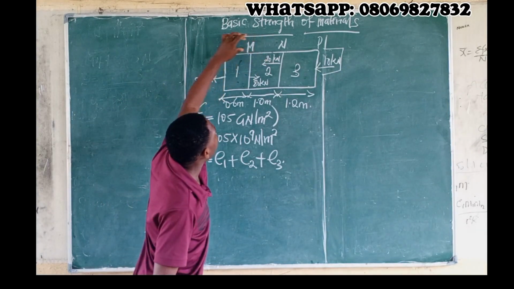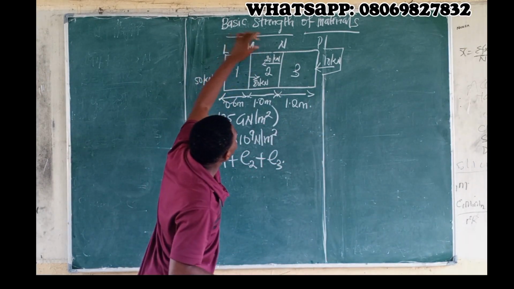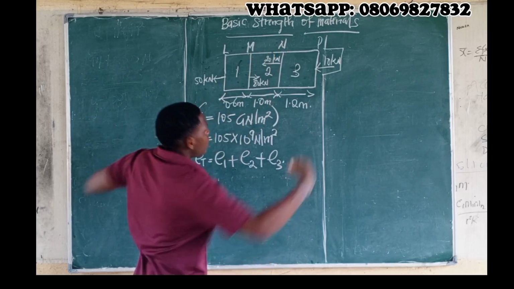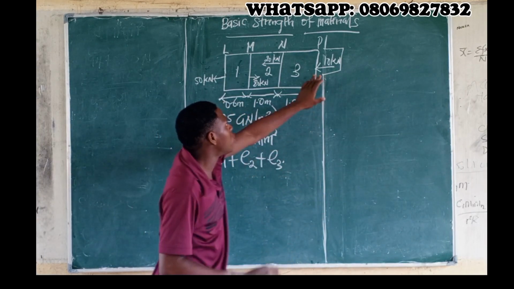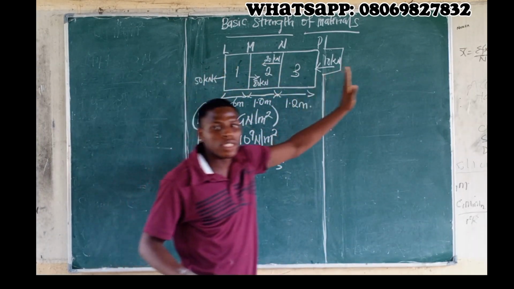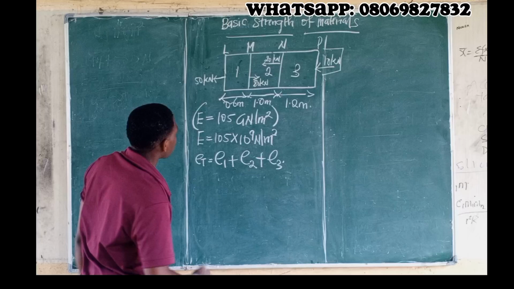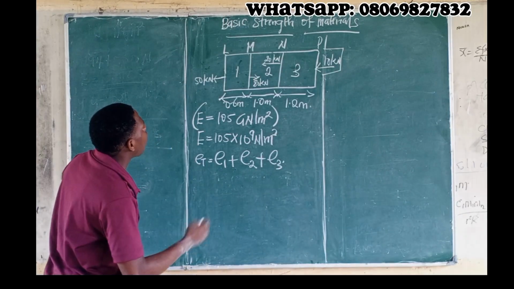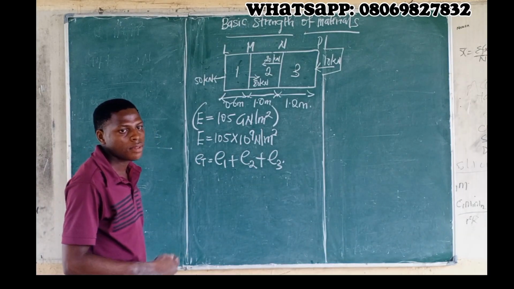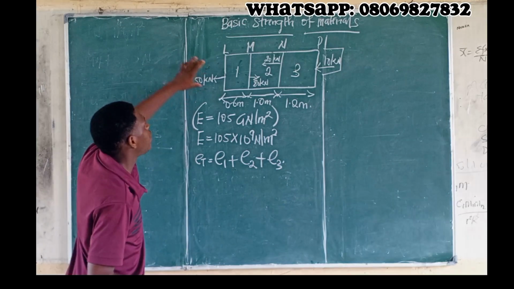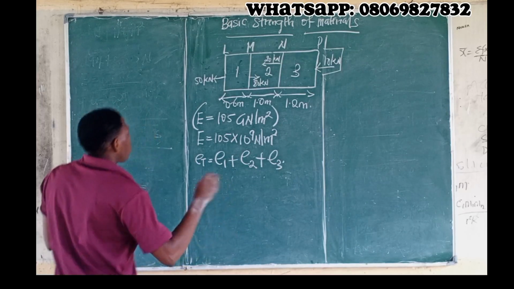For MN, we have a force in this direction. For NP, we have a force in this direction. Then this 10 kilonewton is the force coming in. That is, this was the force applied to this material, so we are not considering it first. You understand? Now, looking at LM, is it a tensile stress or a compressive stress? It's a tensile stress because it is going out. And a tensile stress is a positive stress.